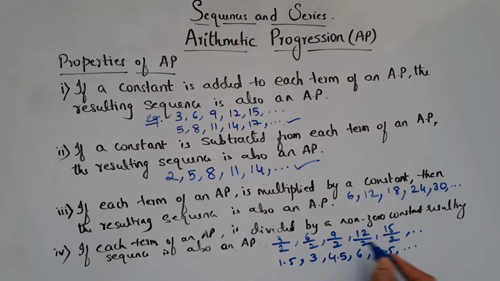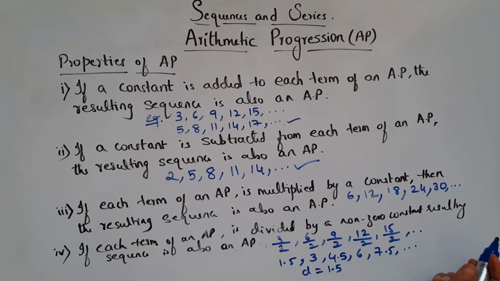What is the common difference? 3 minus 1.5, so d is 1.5. So 4.5 minus 3 also will give you 1.5. 6 minus 4.5 is also 1.5. So the common difference is a constant. So therefore the resultant we got is in AP. So these are the properties of AP. I hope this is clear.